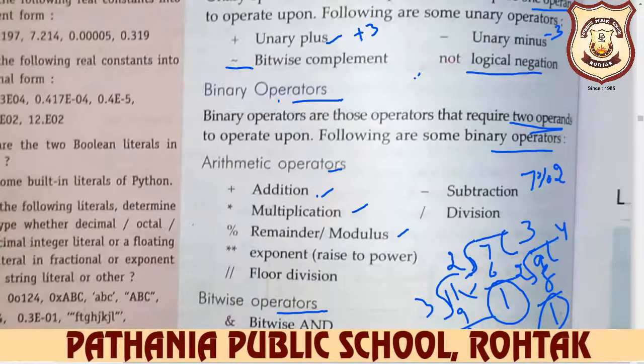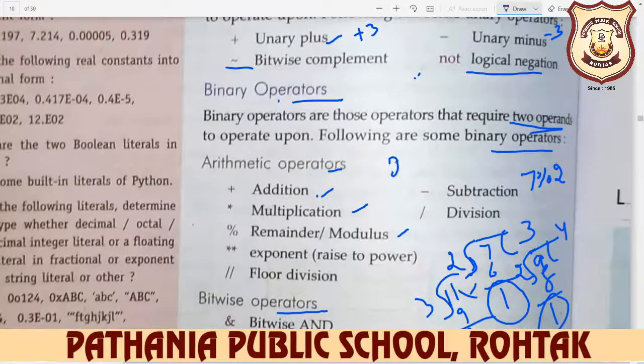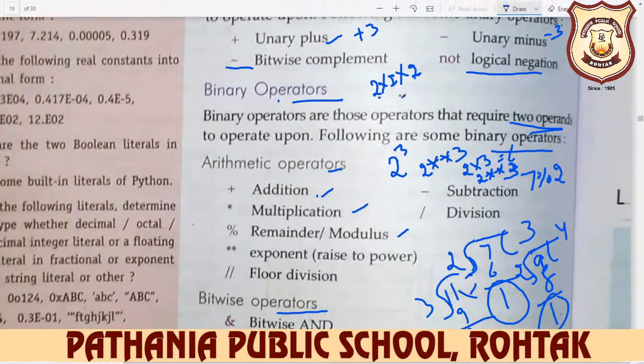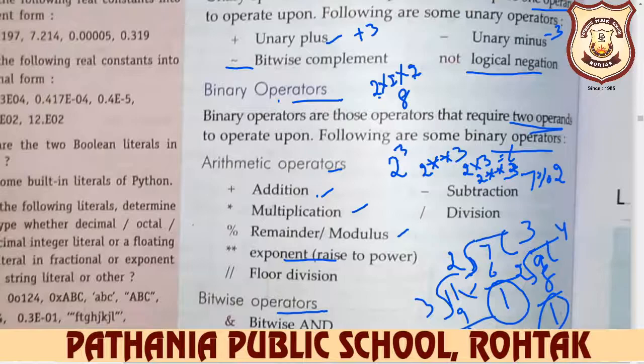Next is your exponent, raised to power. For example, you want to write 2 raised to power 3. If you write a simple 2 multiply 3, your answer is 6. But when you write 2 double-multiply 3, it means 2 raised to power 3. So 2 times 2 is 4, 4 times 2 is 8. This is your exponent, and this is part of your arithmetic operators.